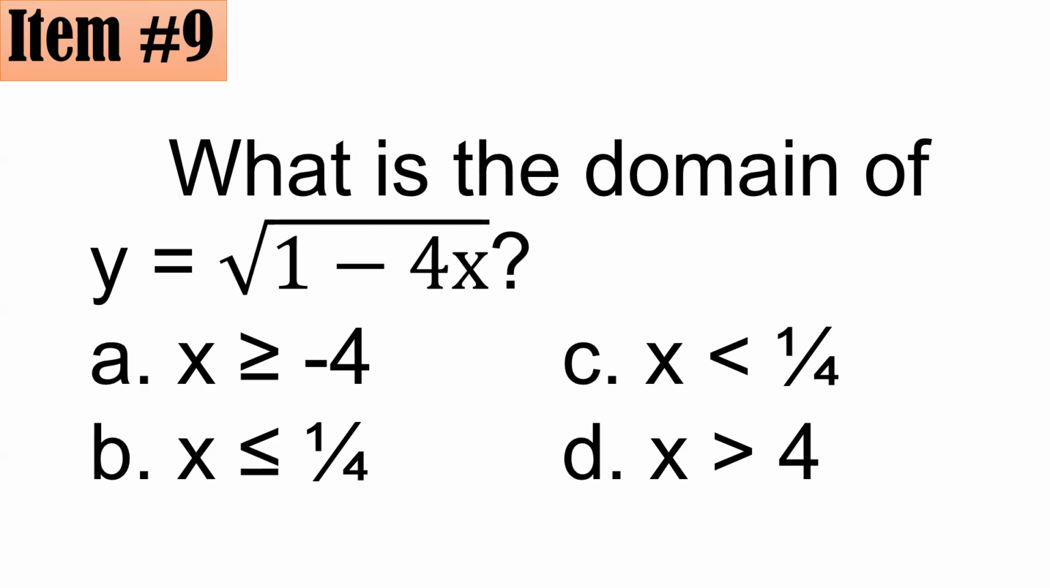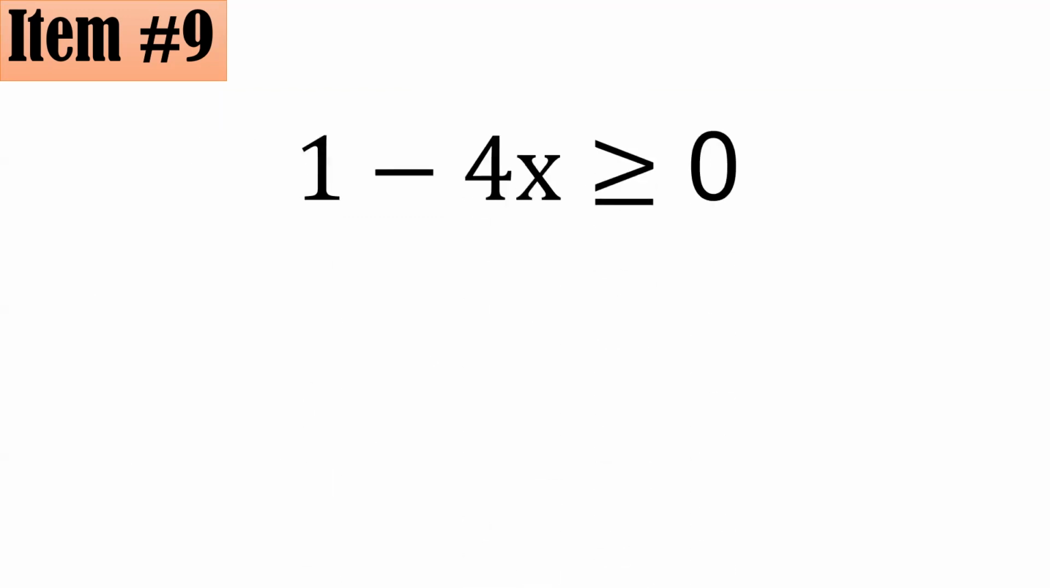Okay, now let's see. Take note po natin, we have here a square root function. And we have to remember that the domain of a square root function is the set of all numbers that will make the radicand greater than or equal to 0. Hindi po siya pwedeng mag less than 0 because if that happens, then you will have an imaginary answer. Your answer will no longer be on the realm or on the set of real numbers. That's why the radicand, which is 1 minus 4x, should be greater than or equal to 0.